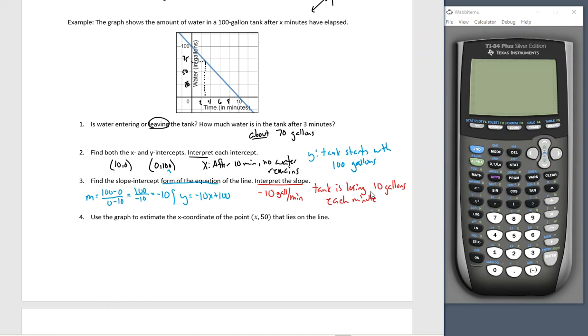So now we want to use the graph to estimate the x-coordinate of the point (x, 50) that lies on the line. So where's 50? Here's 50. I'm going to stick it in red here. 50. That looks like it's exactly half the time. We're going to say about x equals 5 minutes. And we could check it. If we put 5 in here for x, 5 times negative 10 is negative 50. Negative 50 plus 100 will give us our 50. So we could check it algebraically as well.